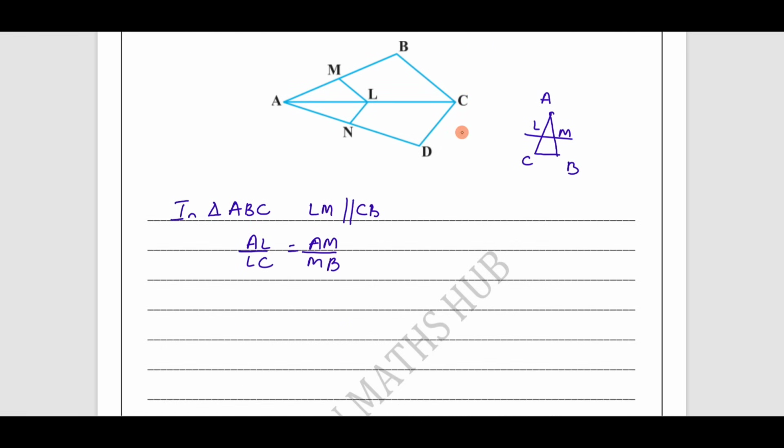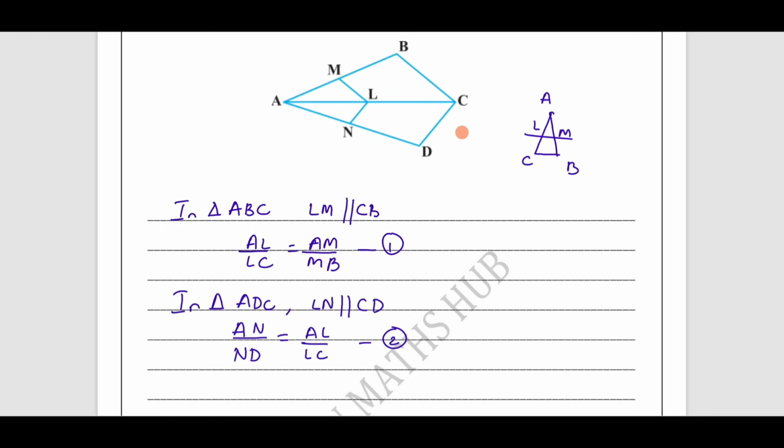So in the same way, in triangle ADC, LN is parallel to CB. So you can write it as what? AN by NB equals AL by LC. Take this as 2, this is 1.